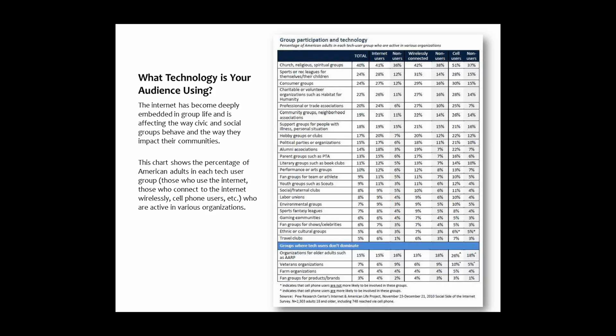So for example, professional or trade associations, 20% of their survey group is active in a professional or trade association. Of that 20%, 24% are internet users, 27% are wirelessly connected, and 25% have cell phones. But this is an interesting breakout, mostly because if you have a particular audience that you're trying to reach, you can perhaps make some assumptions about how they're connected and how well they're connected based on this data.